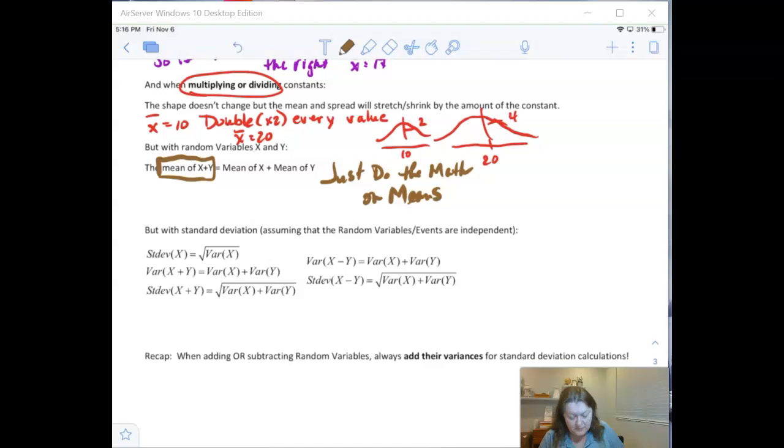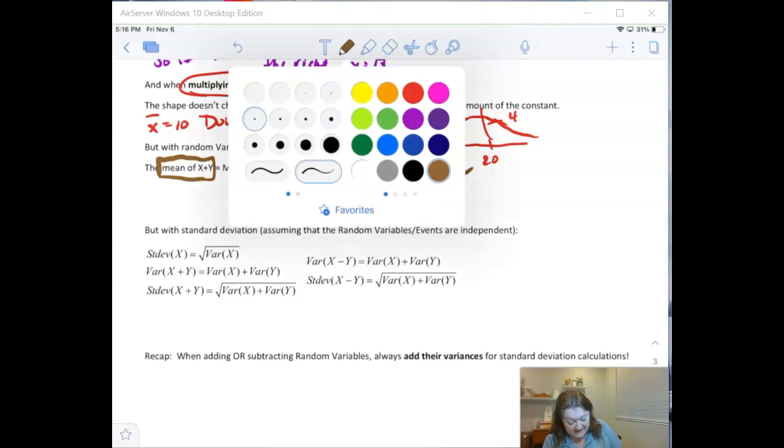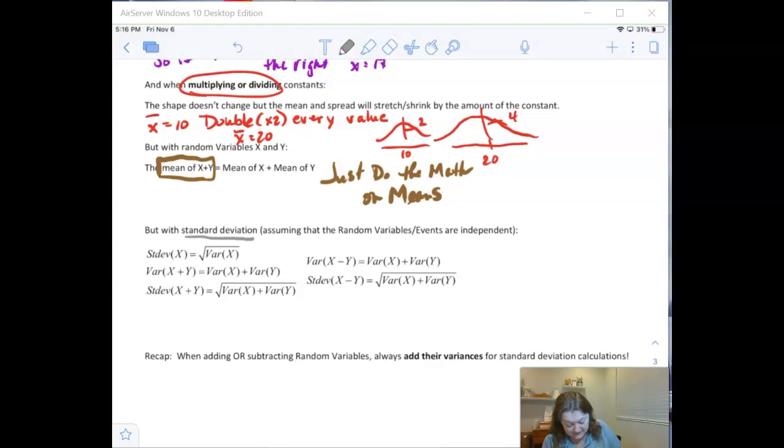Okay, so means will always follow those rules. Whenever you're trying to figure out something about means, just do the math. If they say to add it, add it. If they say to subtract it, subtract it. But the standard deviation, that's the one we really have to be careful with.